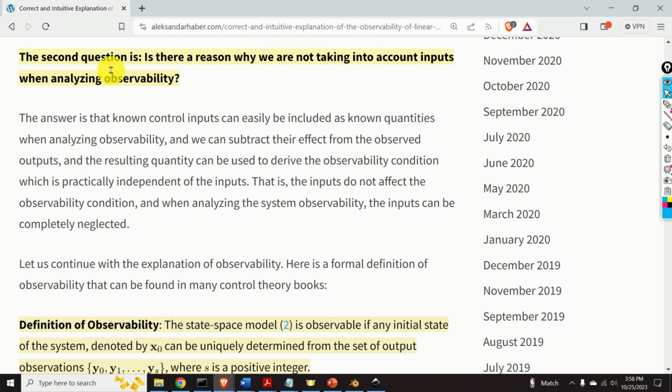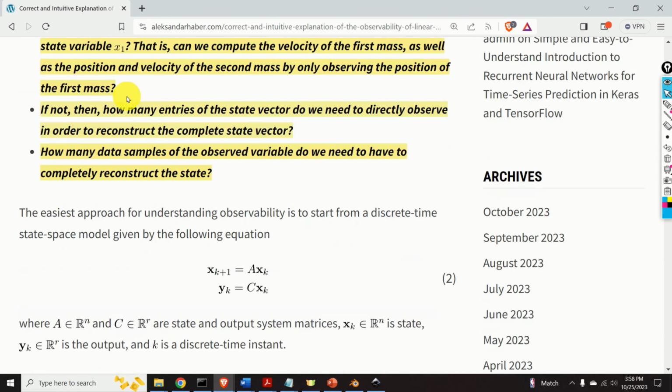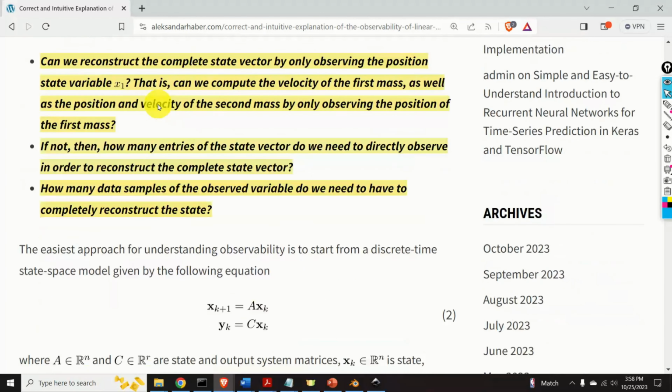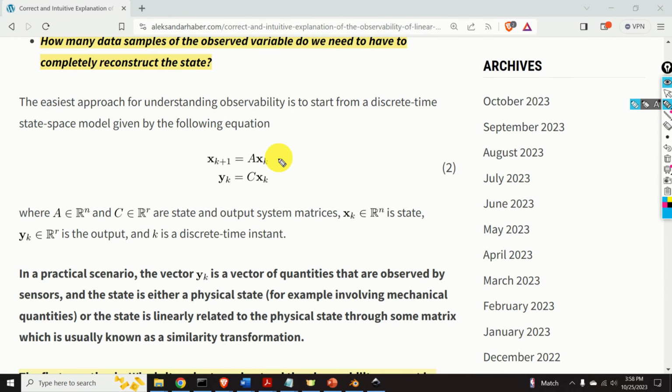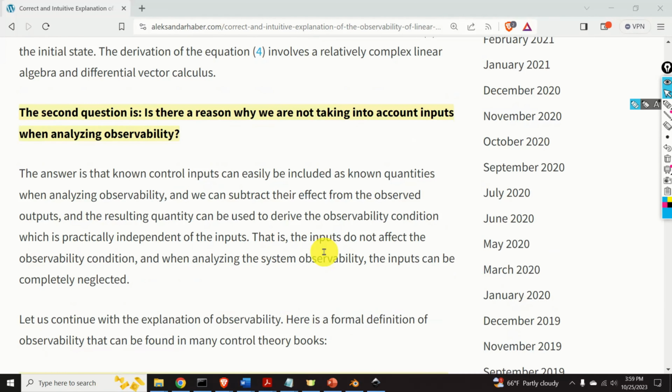Here's the second question that we need to address. Is there a reason why we are not taking into account inputs when analyzing observability? Let's go back to our state space model. Here it is. Often in literature, you will see this term over here, plus B times uk, where B is the control input system matrix and uk is the control input vector. So why am I not including this term in the observability analysis?